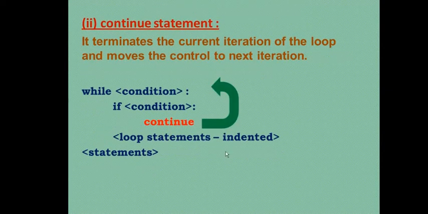The next jump statement is the continue statement. This will terminate the current iteration of the loop and move the control to the next iteration. See this general syntax: while some condition, within that if with a condition, and if this condition becomes true, this continue statement will get executed. That means the control will go back to the while statement and check the condition for the next iteration. If this condition is false, the loop statements will get executed.